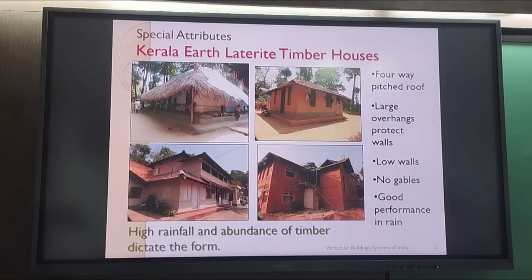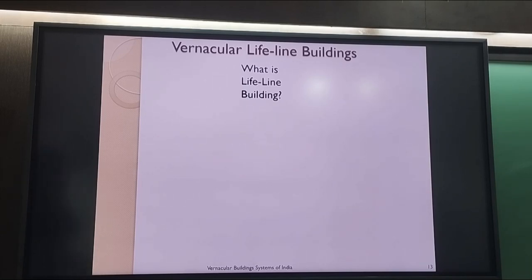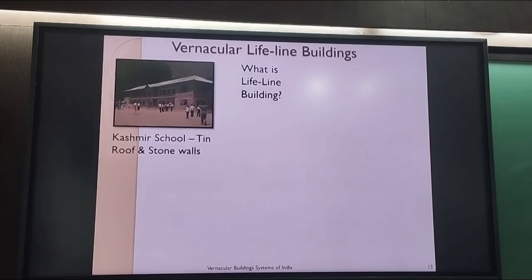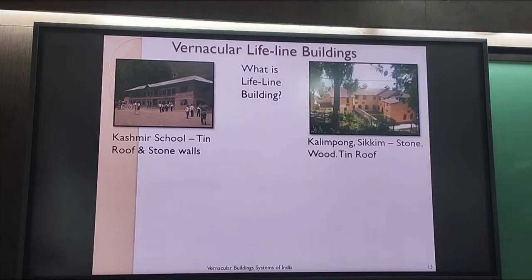But right here, just going around the campus, we see the impact of rain on every building, and the large amount of plastic that you have to put up for protection. Now, we talked about lifeline buildings a while ago. I mentioned that lifeline buildings also exist made of this. There is Kashmir in the mountains, where again the stone is easily available. You have stone walls and a tin roof, a big school. This is in Kalimpong, Sikkim, again stone, wood and a tin roof.